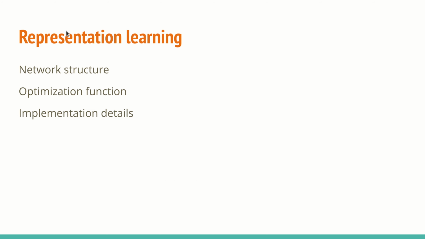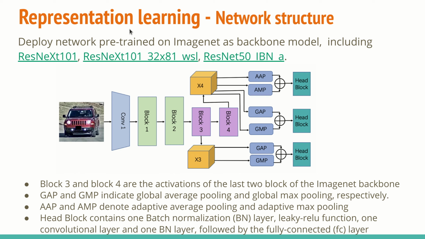About the representation learning, there are three parts. I will talk about the network structure, the optimization function, the loss function, and the implementation details. For the representation learning network structure, this is the combined architecture from ResNet 101, ResNet 101 with IBN-a, ResNeXt 101, and ResNet 50 IBN, and here is the structure of the architecture.